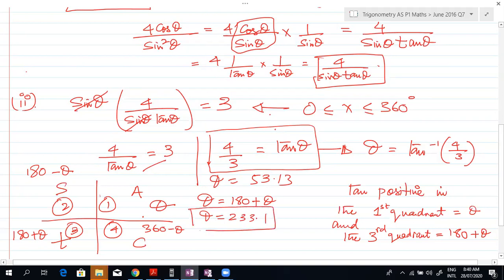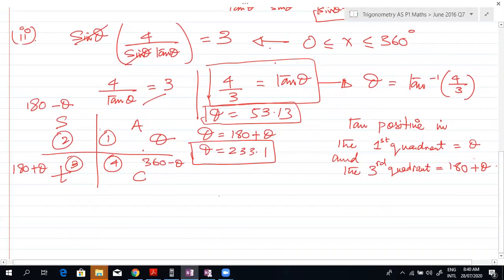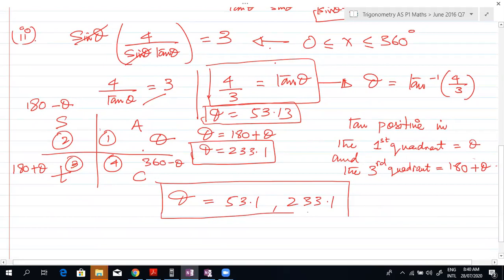So that's our answer. We have the two values. When tan is positive, we write the final answers as 53.1 and 233.1. You need to remember it's given at the start of the paper, in the instructions. In the case of angles, it has to be correct to one decimal place. So correct to one decimal place is 53.1 and 233.1. That's done. June 2016, question number 7.